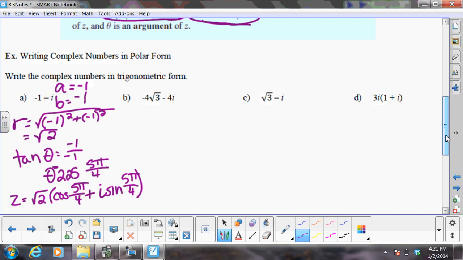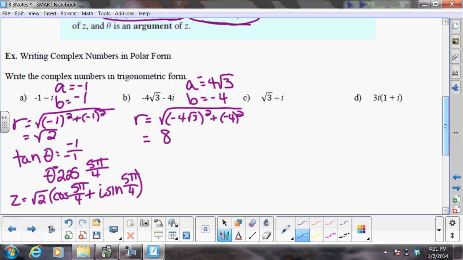For part B, A is -4 radical 3. B is -4. So we do our r: -4 radical 3 squared plus -4 squared. We end up getting 8 once you do all that fancy math work. Then we have to find theta. So tan theta is equal to -4 over -4 square root 3.